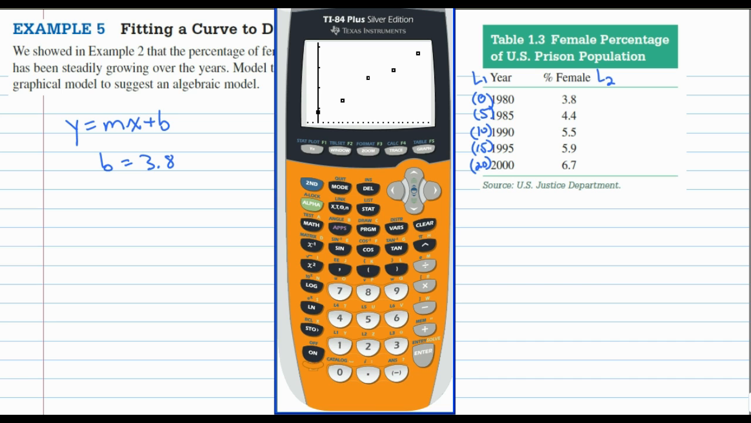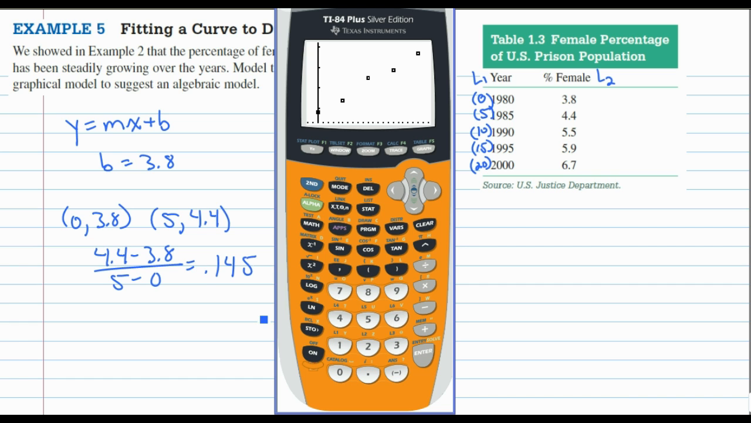I've got to find the slope, so I'm going to take two pretty easy numbers to work with. I'm going to use 0, 3.8, and then I'm also going to use 5, 4.4. So I'm going to do the change in y over the change in x, and I get that the slope is about 0.145. So I think y equals 0.145x plus 3.8 is a linear model that would match that data.